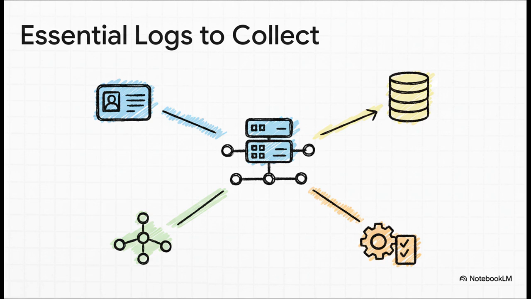Identity logs tell you who is doing something. Network logs show you how they're moving around. Application logs tell you what they did. And resource logs, this is the big one, track which data they accessed. If you're missing any one of these, you've got a major blind spot in your investigation.